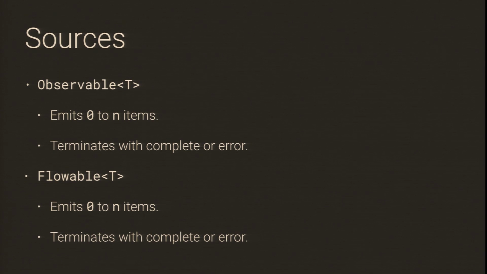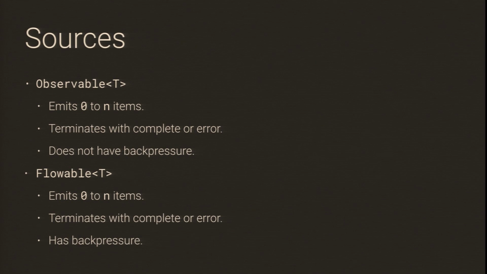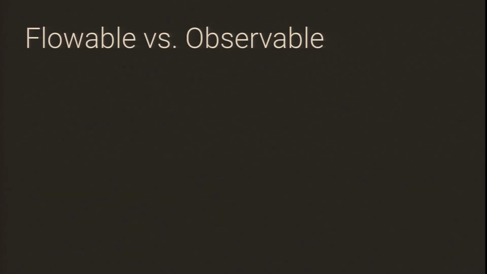The reason we have two different types is that one supports something called back pressure and one does not. Observable, the one on the top, does not support back pressure, and Flowable does support back pressure. And so we'll see why this is interesting and useful. The RxJava that I'm talking about, which I didn't mention earlier, is actually RxJava 2. And in RxJava 1, this distinction did not exist.